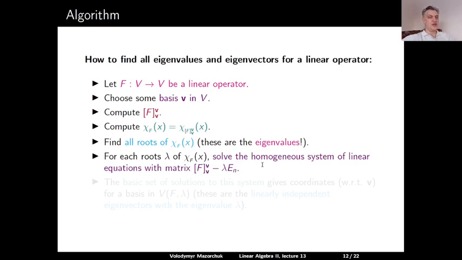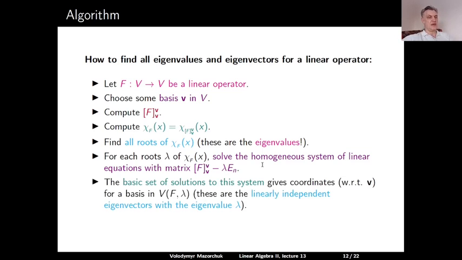And next, for each root lambda of the characteristic polynomial, we need to solve the homogeneous system of linear equations whose matrix is the matrix of F minus lambda times the identity matrix. The basic set of solutions to this system gives exactly the coordinates in our basis V for a basis in the subspace of all eigenvectors for F with eigenvalue lambda. And in this way, we determine all eigenvectors with eigenvalue lambda.